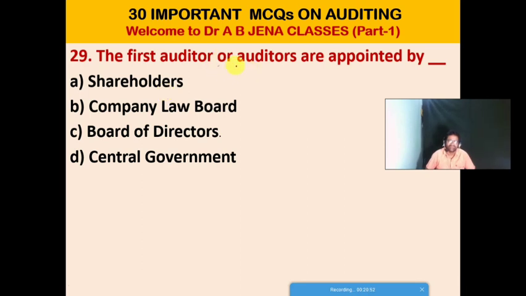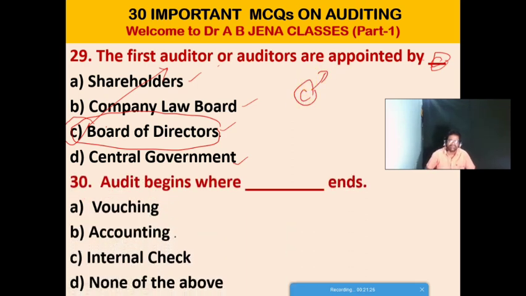So next one MCQ: the first auditors are appointed by whom? A, shareholders. B, Company Law Board. C, Board of Directors. D, Central Government. So friends, C is the right option for this MCQ. The first auditors are appointed by the Board of Directors. So C is the right option for this MCQ.